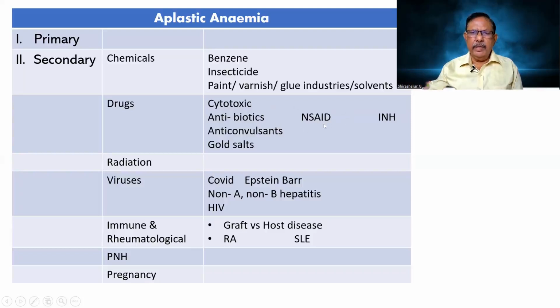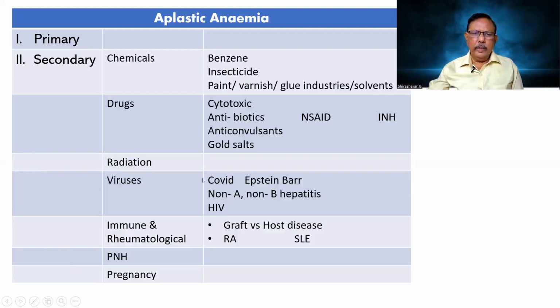Antibiotics, chloramphenicol is a very notorious example. Non-steroidal anti-inflammatory drugs. INH again used in the case of tuberculosis. Anticonvulsants, phenytoin sodium, gold salts. These are all some drugs. There may be many more which you people can come across. Radiation exposure. Obviously, there will be a suppression of the marrow. Basically, because of a stem cell or a committed stem cell defect.